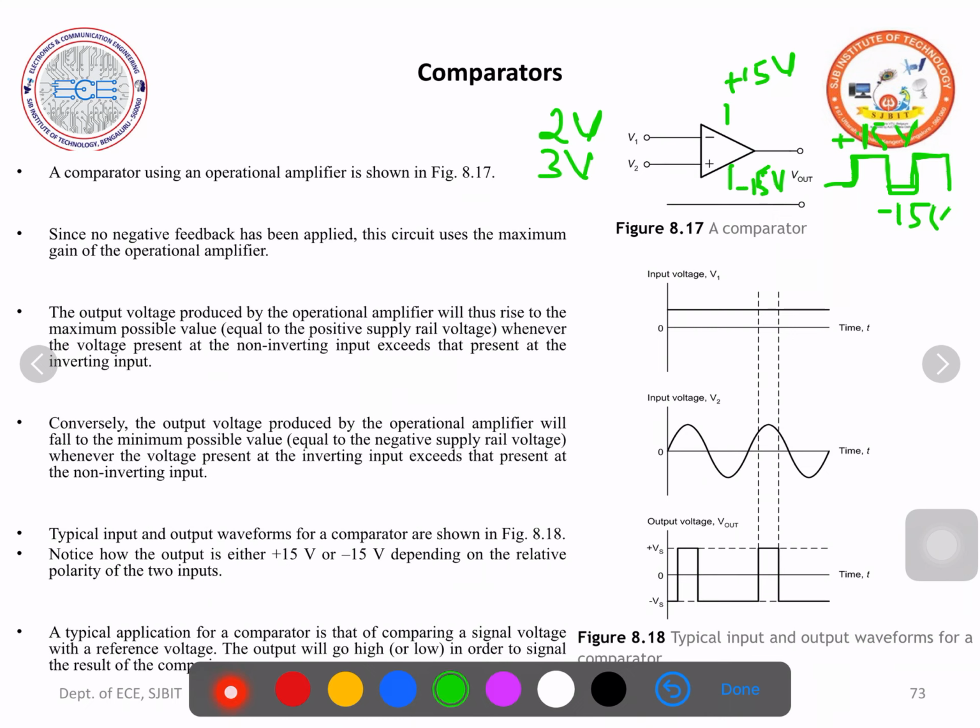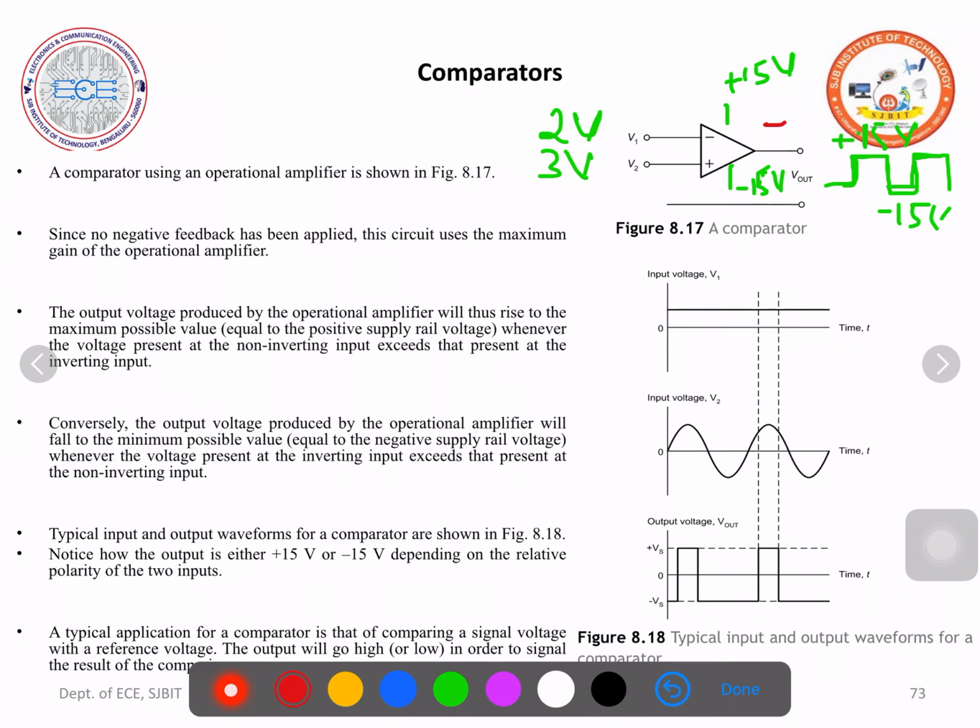Now let us come to the comparison of 2 volts and 3 volts. You know that 3 is greater than 2. 3 volts is applied to the non-inverting input, that is positive. So the positive supply voltage is plus 15 volts, and you can expect plus 15 volts at the output.